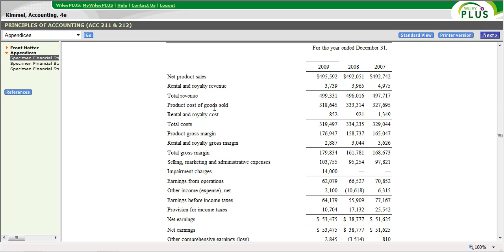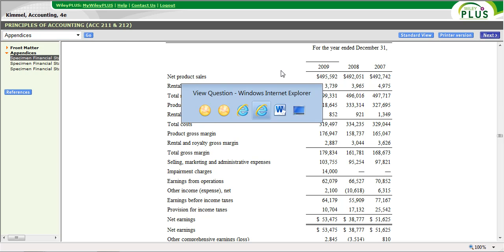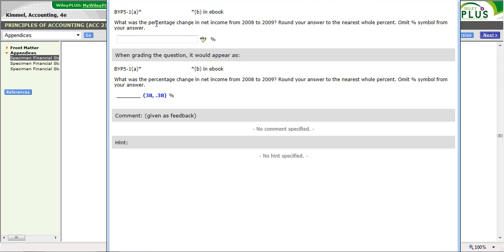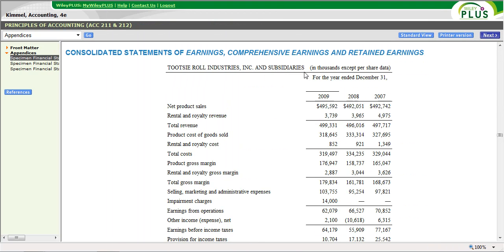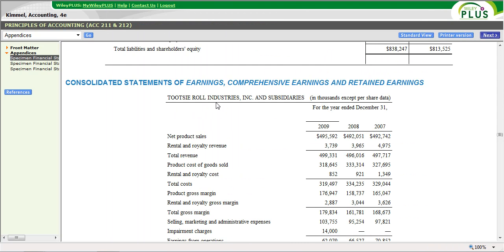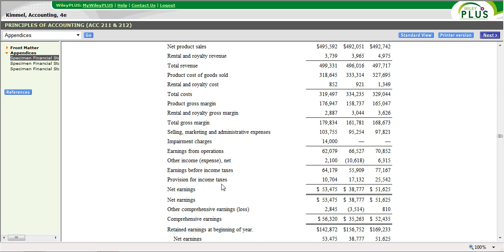Alright, I wanted to give you guys some guidance on what these BYPs from Chapter 5 were all about. We got a lot of questions about them and knowing what numbers to use for those questions and where to find the numbers. So the first question asked about the percentage change in net income for 2009.